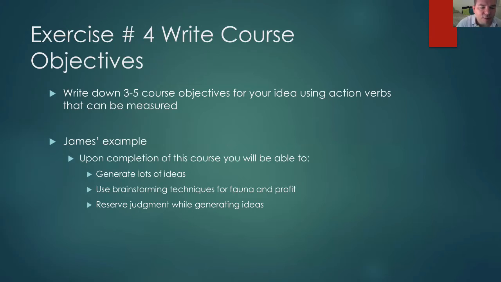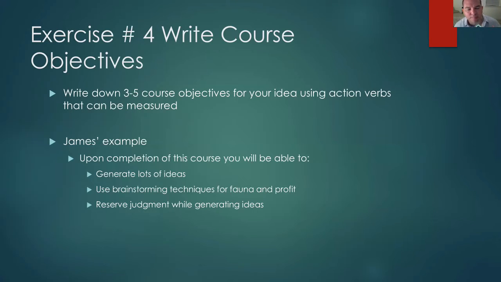So let's write some course objectives. Just taking that idea that you had earlier, let's write 3 to 4 course objectives using some action words. So, things like explain or define or list, that type of action word, or demonstrate, things like that, things that you can measure. So let's take a moment now, do exercise number 4, and write down a few course objectives.